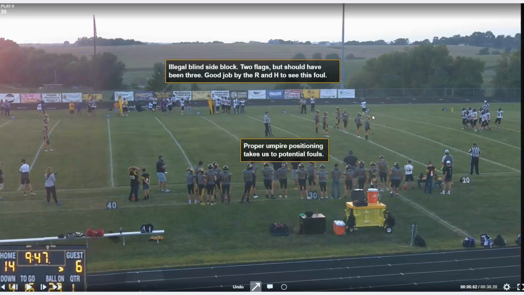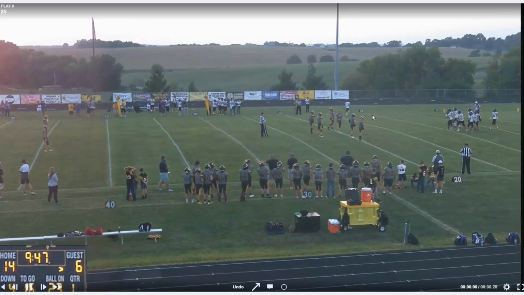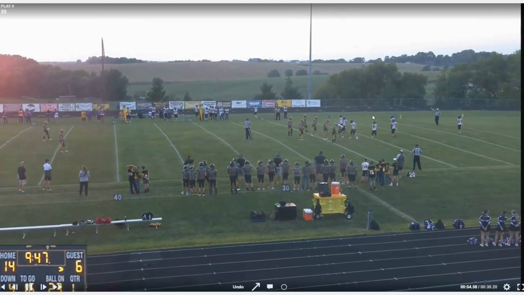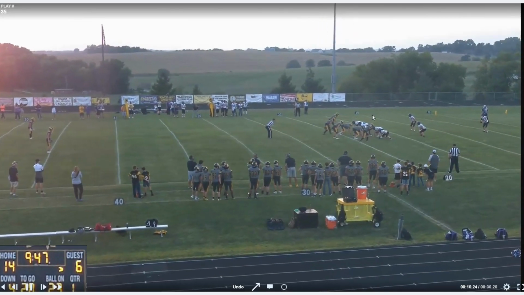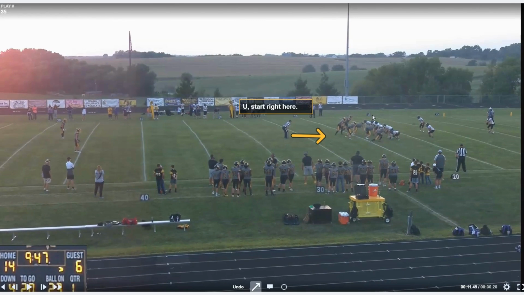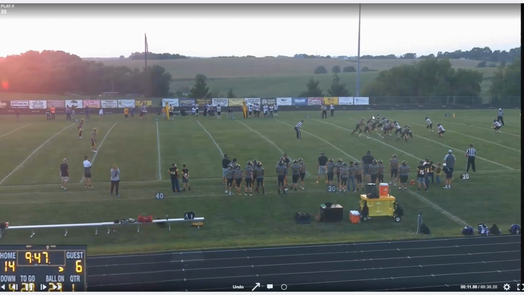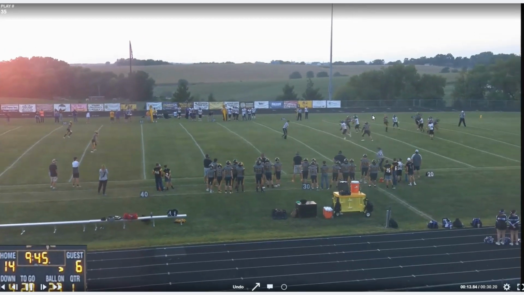So this is a good example of a good pickup by two of our officials, but this is actually one that our umpire, if we're in proper position, it's going to take us right to this blindside block. So again, umpires in this case, take a look. We can start up a lot closer. We can start right up here, 2 yards behind these linebackers, and then step up.